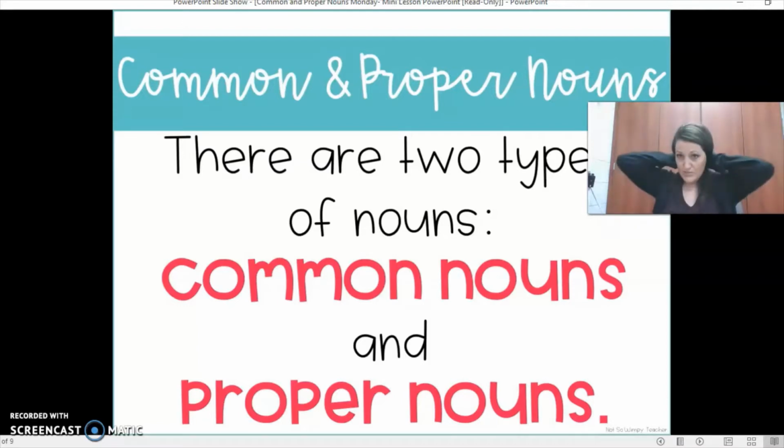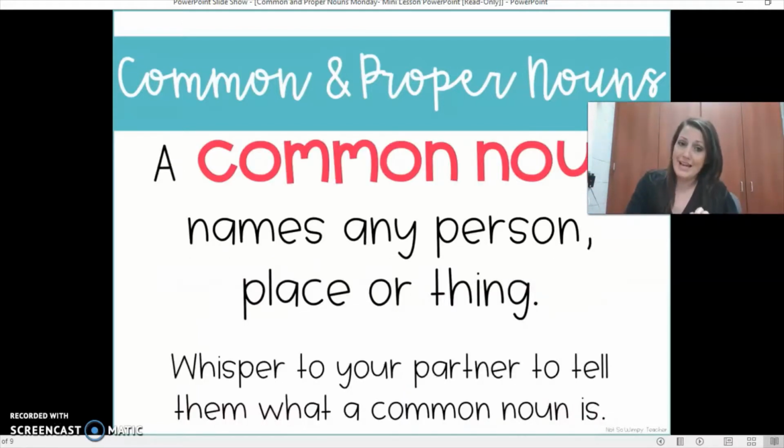There are two types of nouns: common nouns and proper nouns. Common is what you already knew, just the random objects, person, place, thing, animal. Proper is what we're going to focus on today. So a common noun names any person, place, or thing. It doesn't have to be specific.